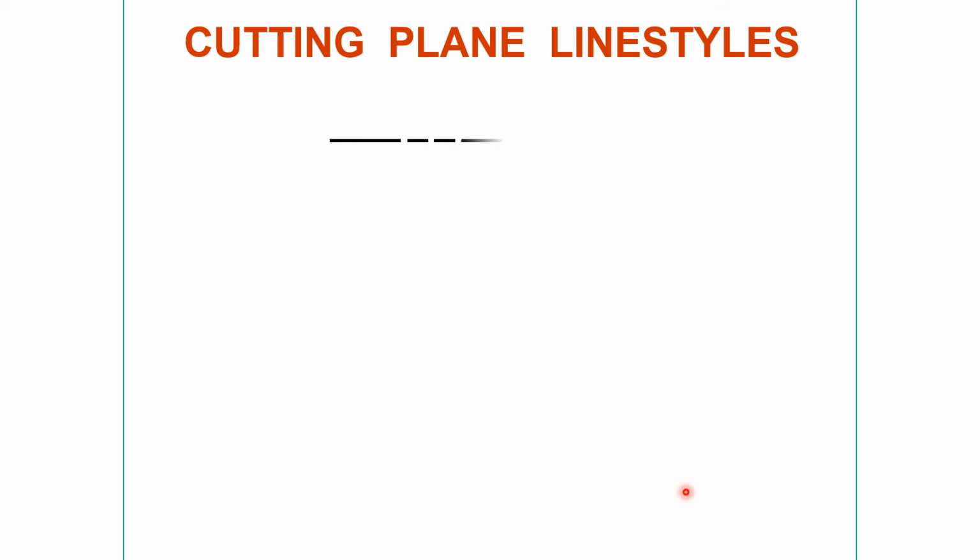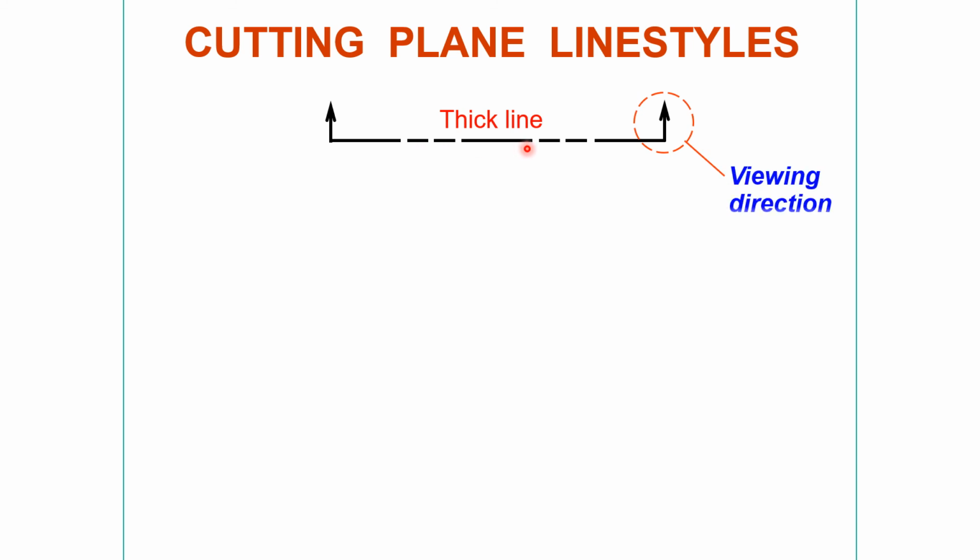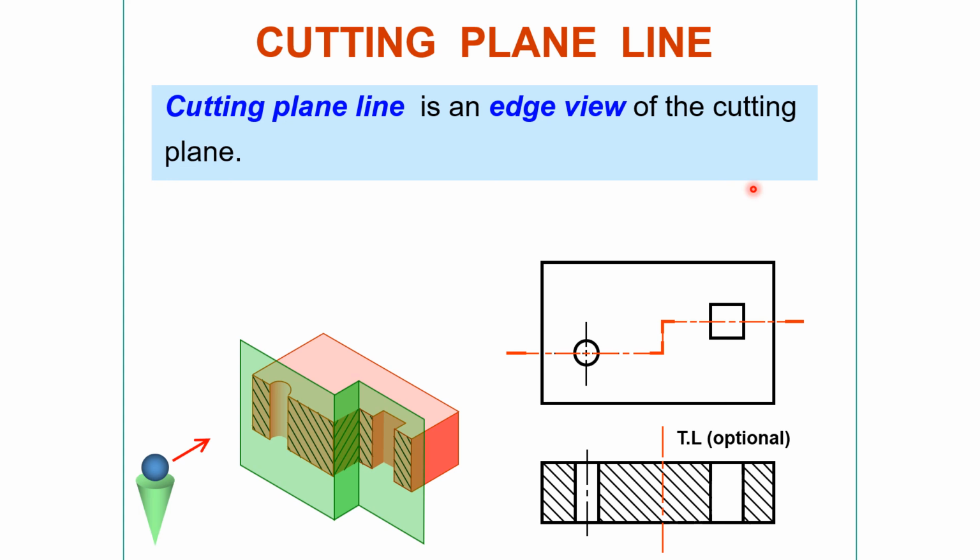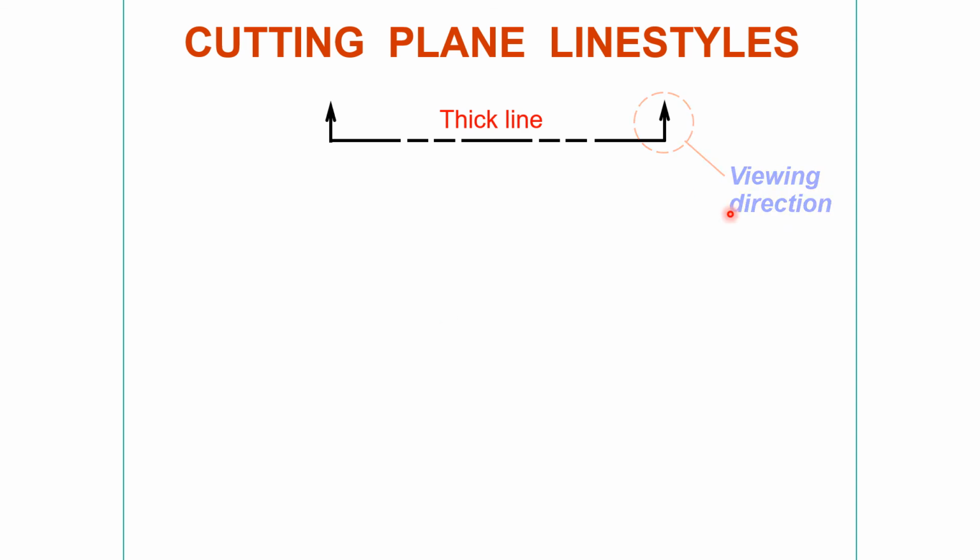Cutting plane line styles. One is a thick line with dashes, and we show which side we are seeing the cut from, that is the view direction. For example, here when we have cut, we are seeing from this side to this side, not from this side to this side. So that's why we show the arrows for the viewing direction.